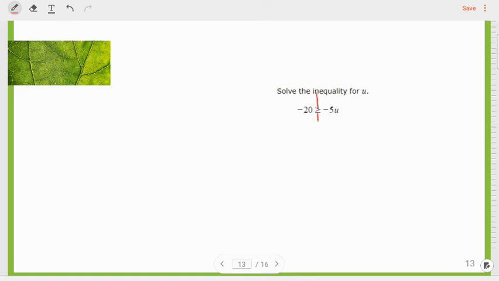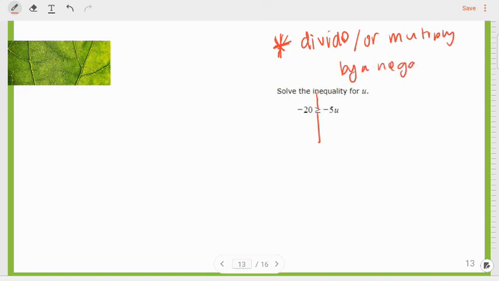So I mentioned that these are the same only for a special few cases, and if you haven't written this down or made a mental note, please make a mental note. And that's a star, this is important: if you divide or multiply by a negative, my inequality, so this thing right here, is going to flip. It's going to change from greater than to less than.